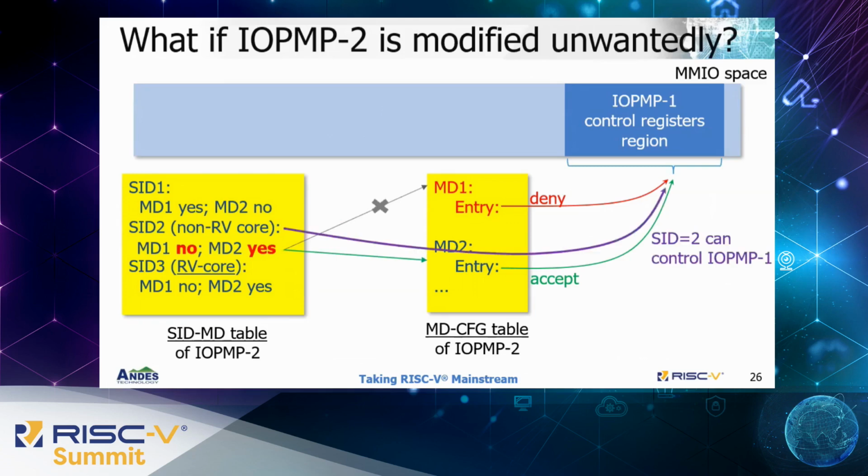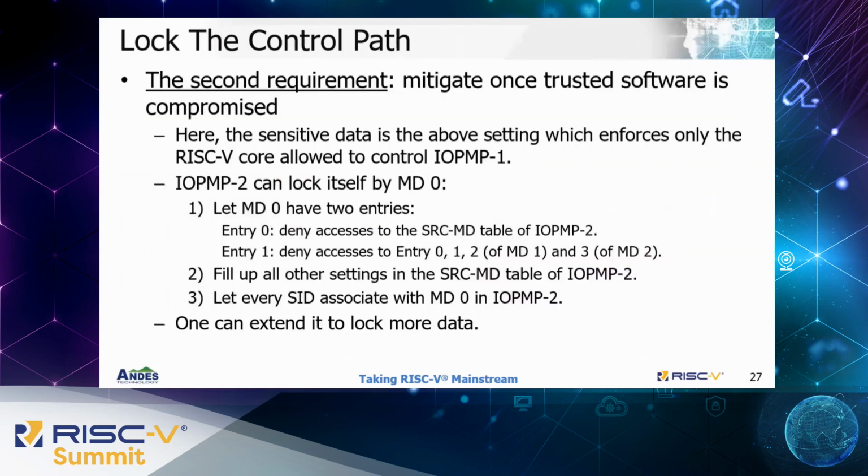So the next question is how we prevent IOPMP2 from unwanted modification. How can we mitigate such attacks? Remember our second requirement? The sensitive data here is above setting that only RISC-V code is allowed to control IOPMP1.